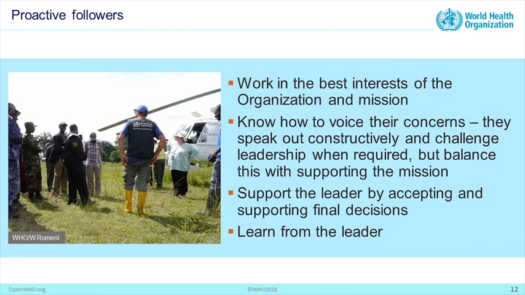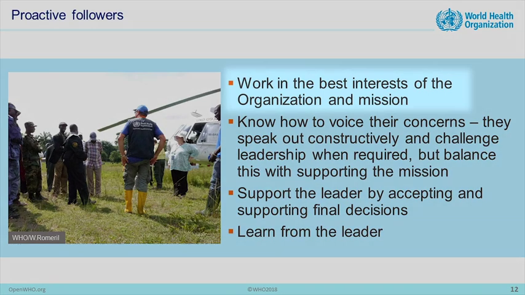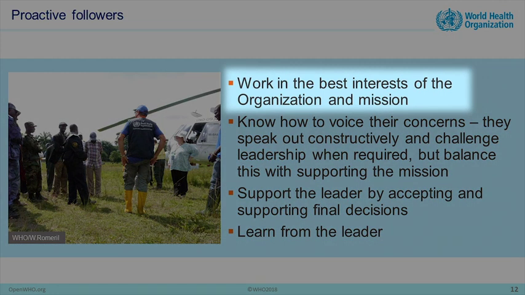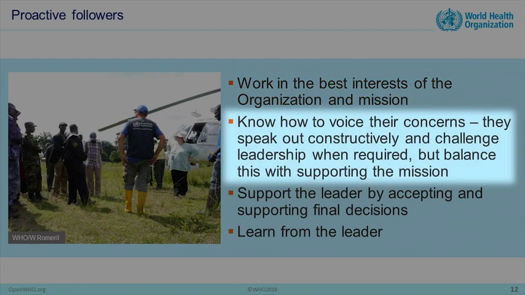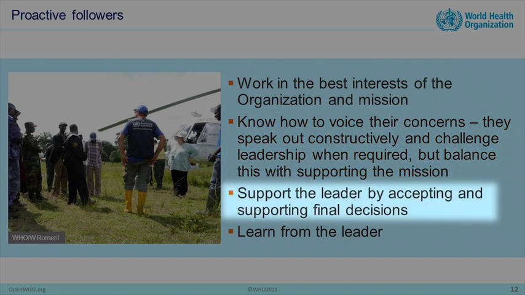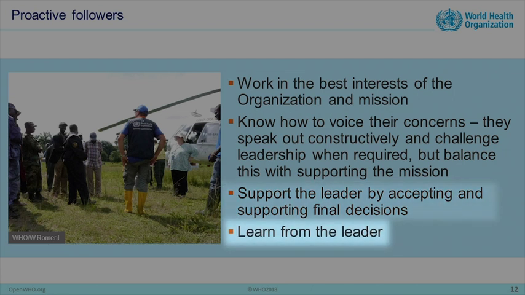Proactive followers are those who work in the best interests of the organisation and mission, who know how to voice their concerns. They speak out constructively and challenge leadership when required, but balance this with supporting the mission. They support the leader by accepting and supporting final decisions. And they learn from the leader.